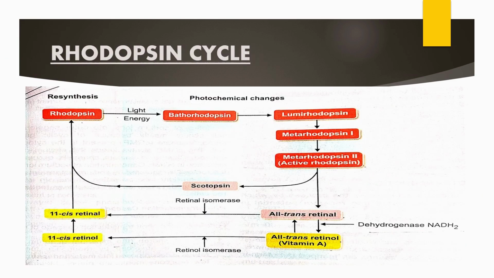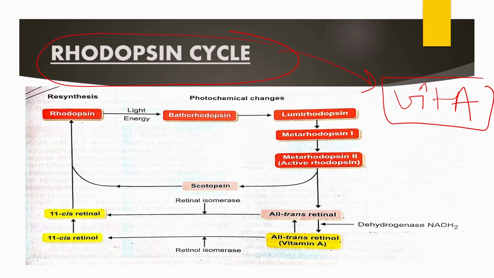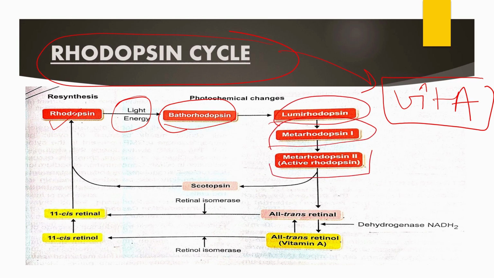Moving to our next slide, we have the rhodopsin cycle. You have already read the rhodopsin cycle in biochemistry under vitamin A, so this is just a revision for you all. In the rhodopsin cycle, rhodopsin in the presence of sunlight or light energy gets converted into beta-rhodopsin, which further gets converted into lumirhodopsin, meta-rhodopsin 1 and meta-rhodopsin 2. This meta-rhodopsin 2 is the active form of rhodopsin.